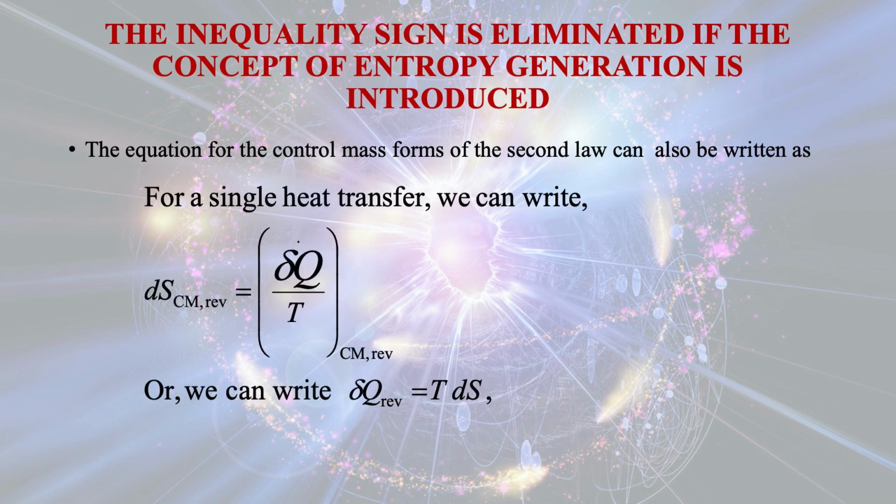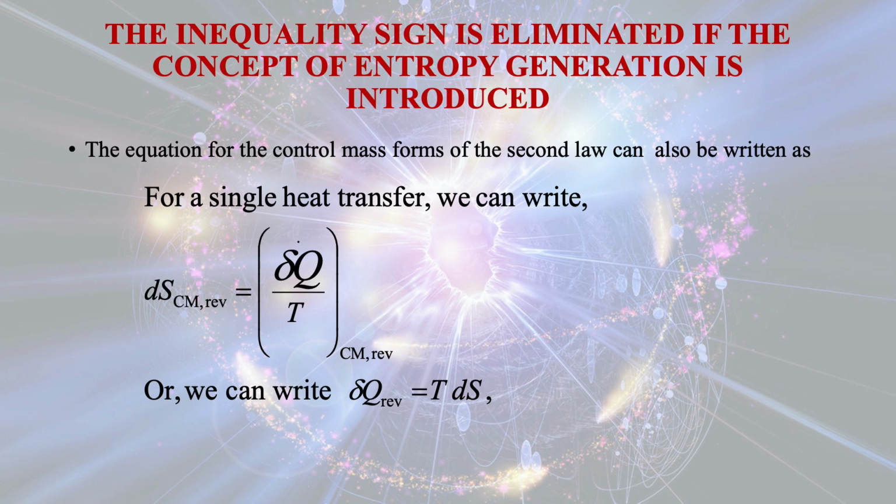The equation for the control mass form of the second law can also be written for a single heat transfer. We can get that the change in entropy for the control mass, reversible, is equal to delta Q by T. Here we are considering only a single reservoir, so the summation term will not be there. The summation term will only be there when several reservoirs are participating in heat transfer. But if there is only one heat transfer, we can write the change in entropy for a control mass for a reversible process as equal to delta Q by T.